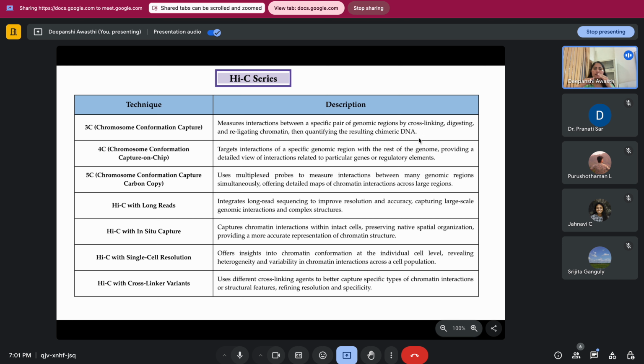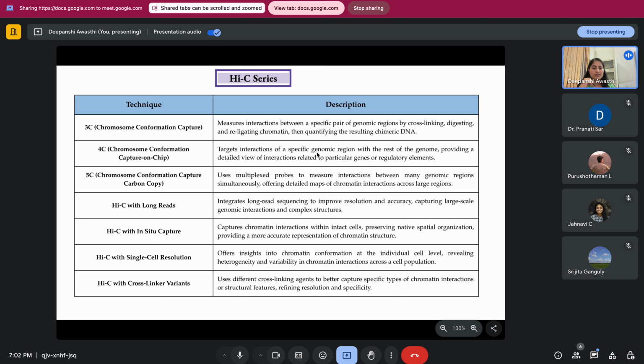Because I have told you that the histone is bringing two far away genes together. So if two different genes are combining, it is known as a chimeric product or chimeric DNA. So you will be able to quantify the chimeric DNA. If we talk about 4C, it is the chromosome conformation capture on chip.